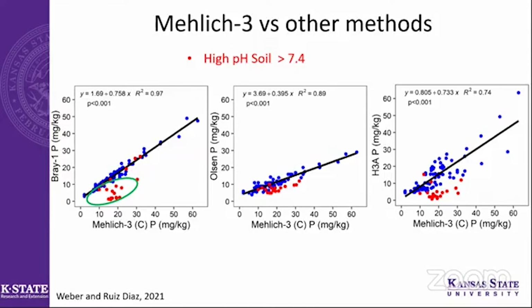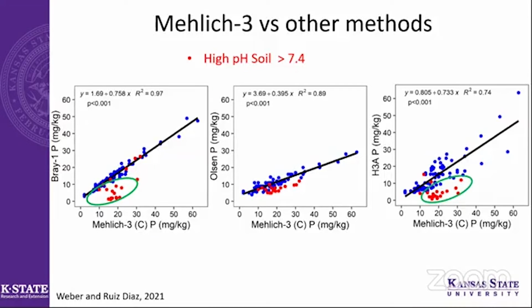Obviously for us, Olsen or bicarbonate tends to be pretty good. It's a method that was developed in Colorado, so really intended for high pH soils, a good option for us. And again, compared to Mehlich 3, it has a pretty good relationship as well.